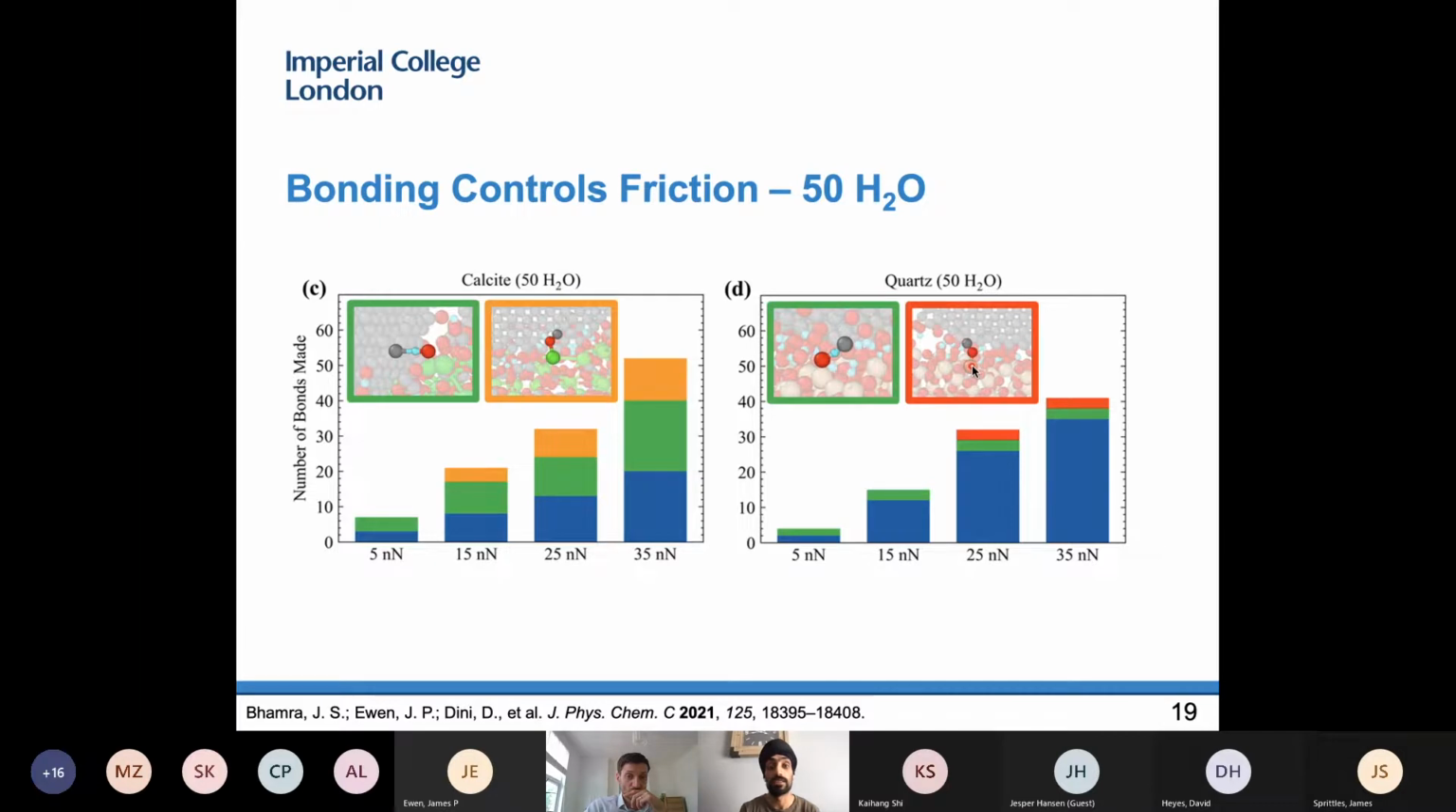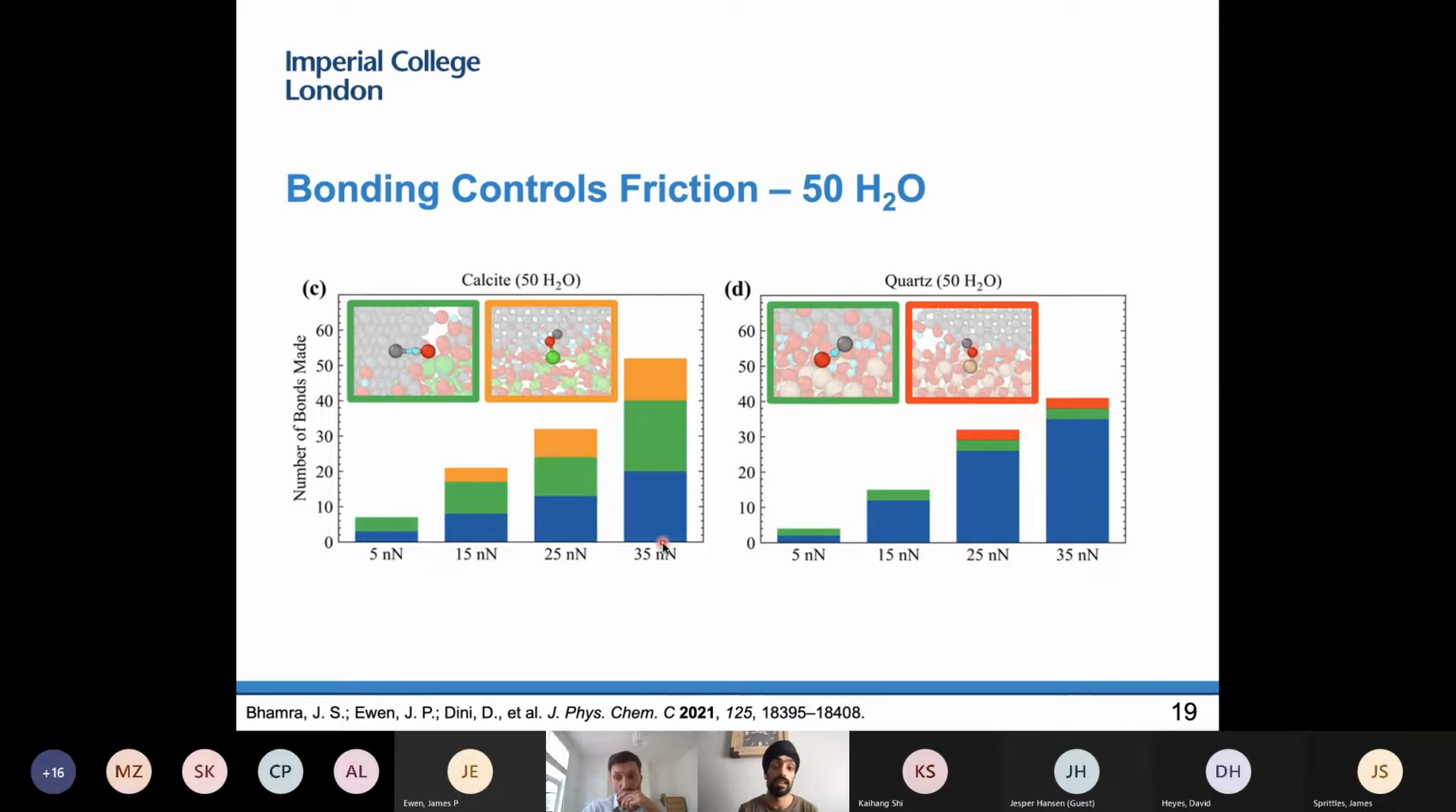And we also see carbon, oxygen, silicon. So basically, water bridges the two together, and it facilitates the bonding in calcite. There isn't much bridging happening in quartz. The only thing that does happen in quartz is that the direct bonding between the tip and the substrate is reduced. So water acts like a barrier between the tip and the substrate and prevents the direct bonding from happening, which then reduces the friction.